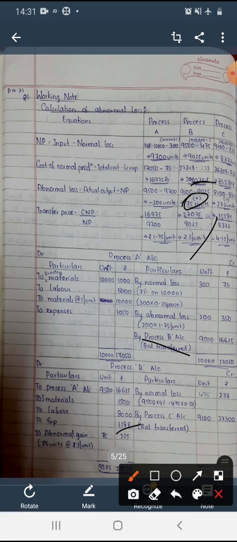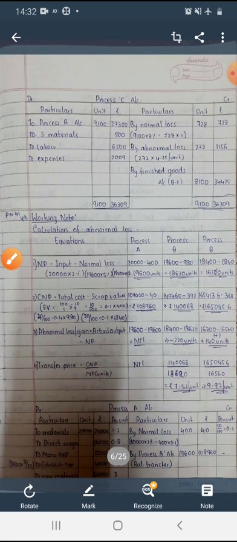So for abnormal gain, you have to enter here how much? 225 units, and per unit is how much? Rupees 3, means 675. Then you get the balance, that is the by process C account, which you have to transfer to the next process. This is 9100 units and 27,300 amount. Okay, next we will prepare process C.